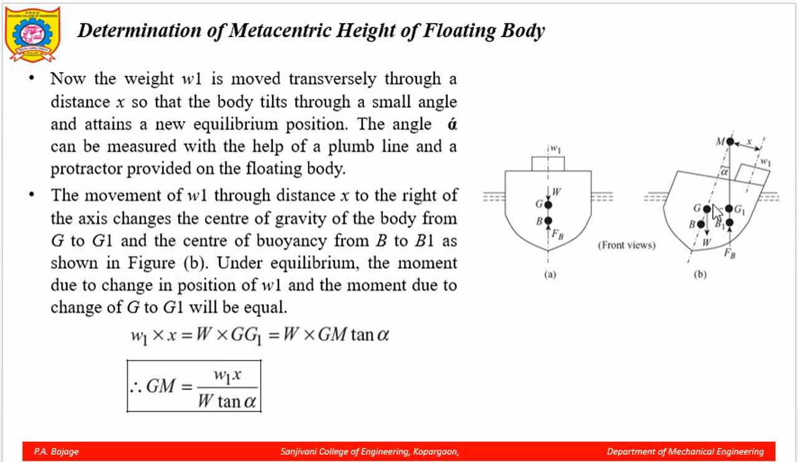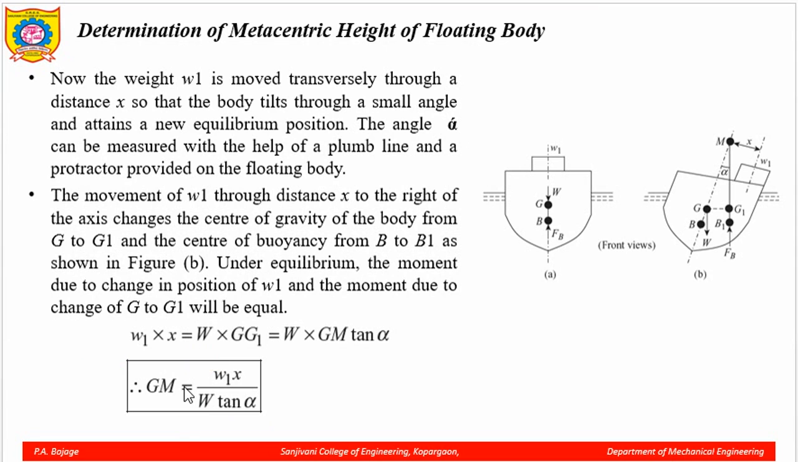Now, GG1 is equal to GM into tan of alpha. That is simple trigonometry, simple geometry. GM is called the metacentric height. So, GM into tan of alpha, multiplied by the weight, is the restoring couple acting to counteract W1 into x. So, we get the derivation for GM, the metacentric height: GM is equal to W1 into x upon the weight of the ship into tan of alpha.